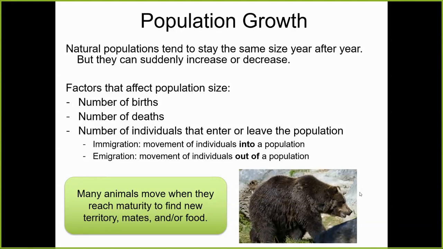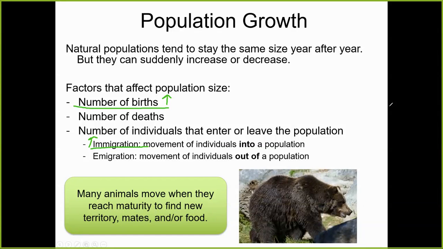Well, really, populations can only do three things. Populations can go up, populations can go down, or populations are going to stay the same. That's the only three things numbers ever do. What causes a population to go up? The things that can cause a population to go up are the number of births or immigration. So births make populations go up, immigration makes populations go up.